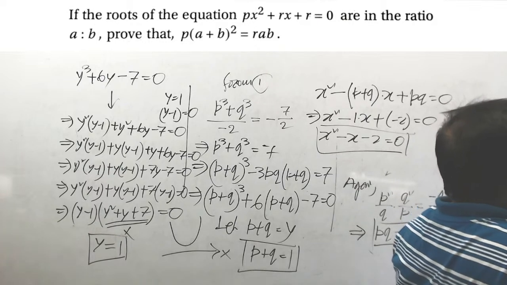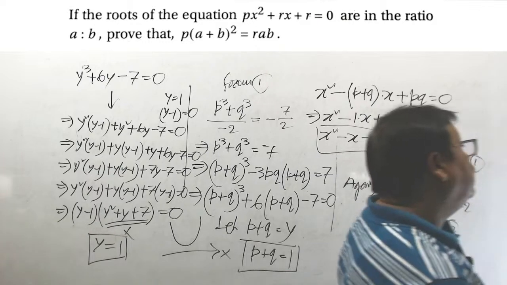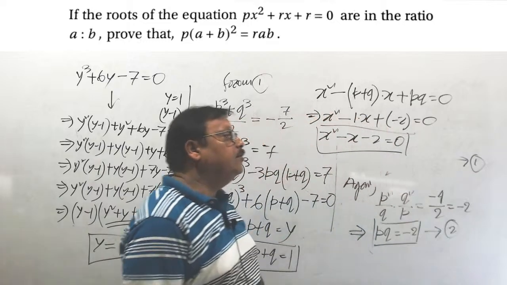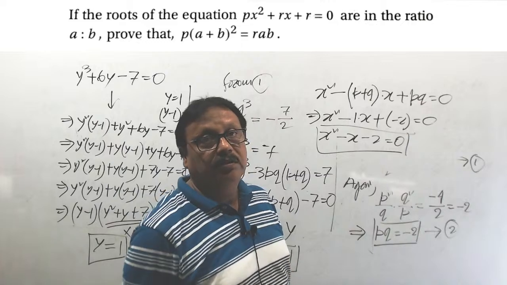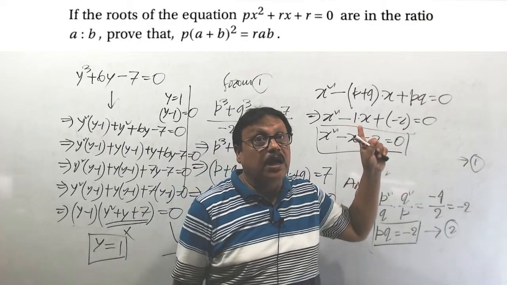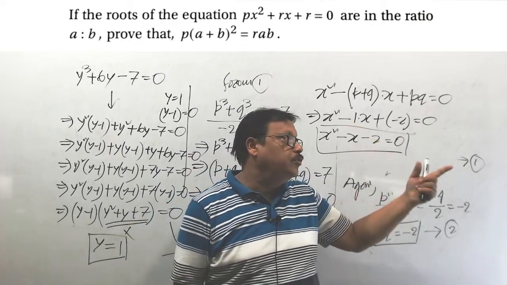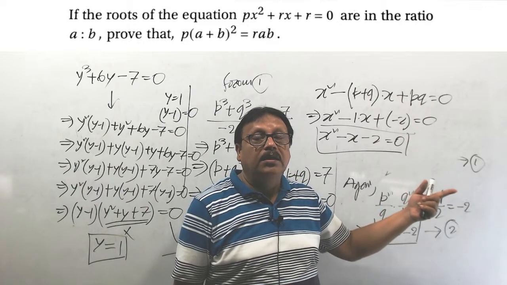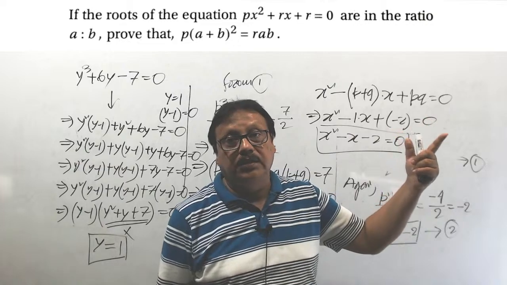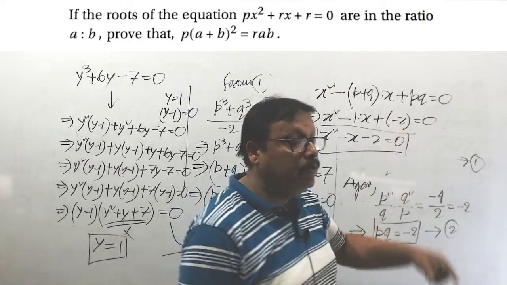If the roots of the equation px square plus rx plus r equal to 0 are in the ratio a is to b, prove that, oh, now you can do it. Okay. It is r is to 1, a is to b. That is, the roots will be what? a alpha and b alpha. Okay. You will complete this one.